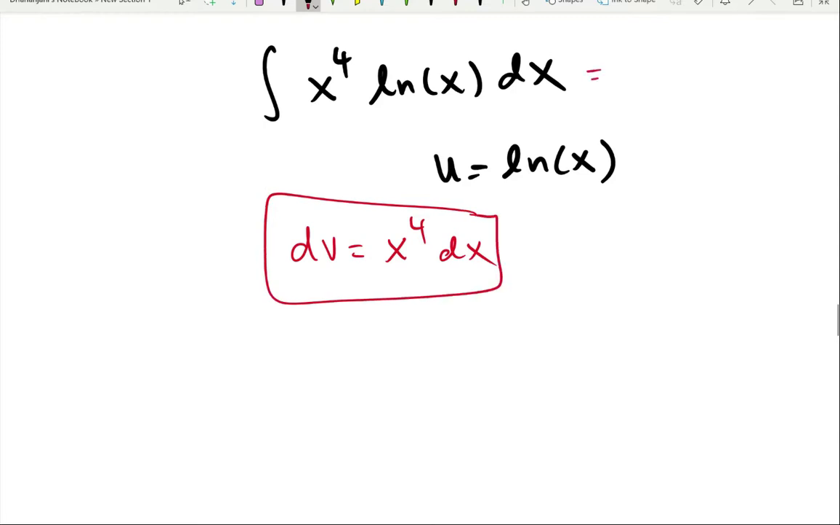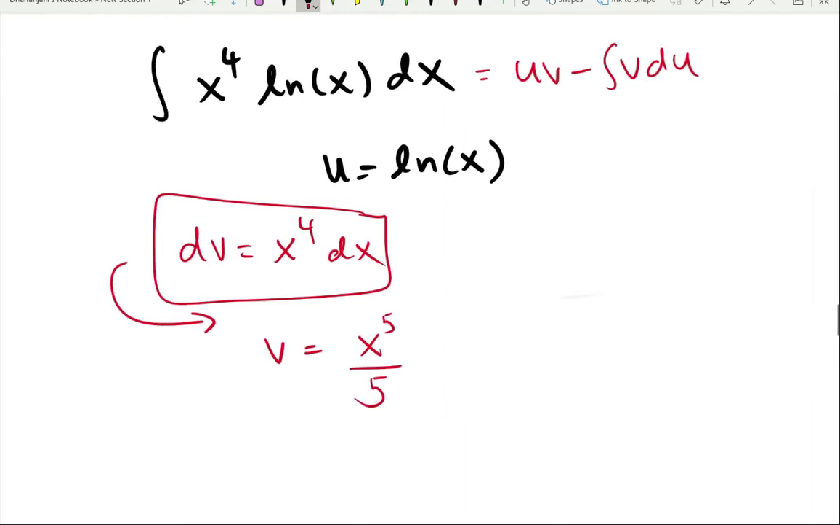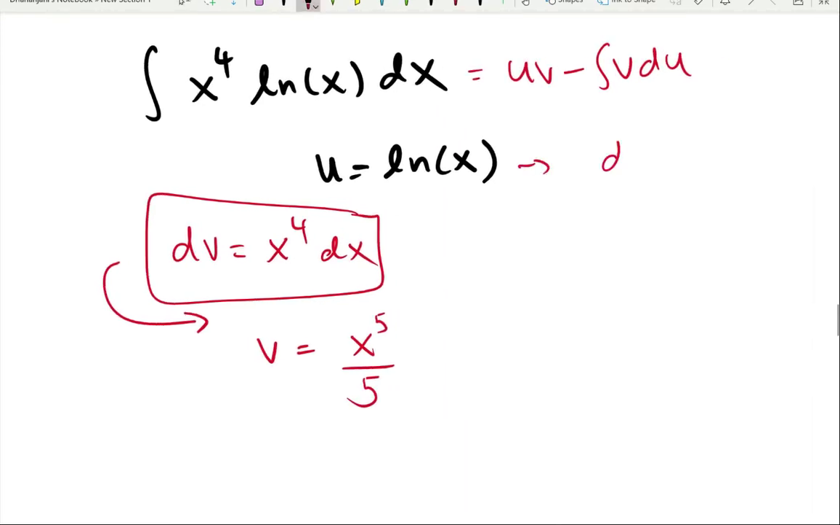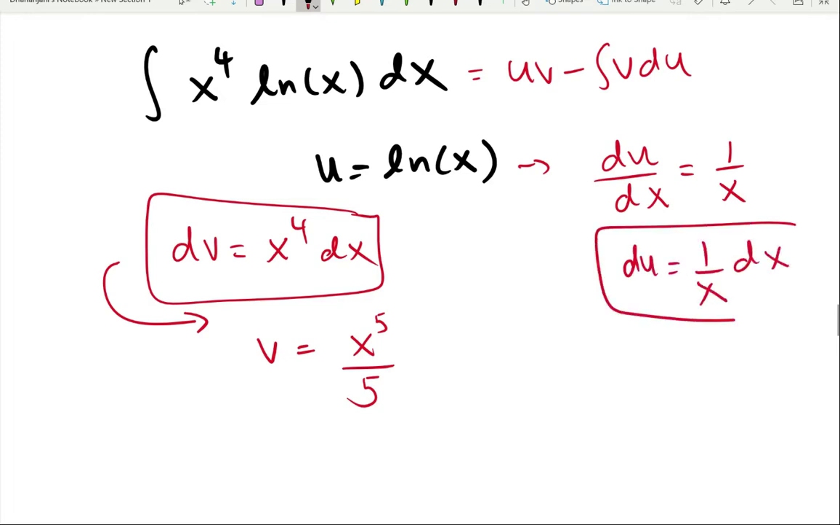All right, now the formula is uv minus integral of v du. We know u, we know dv, we want to know v. So to get v out of dv, we integrate. If we integrate x to the 4, we get x to the 5 over 5, right? Now we know we need du. So to get du, we differentiate u. du over dx, the derivative of natural log x, is 1 over x. So du is 1 over x dx, right? So we know everything that we need.